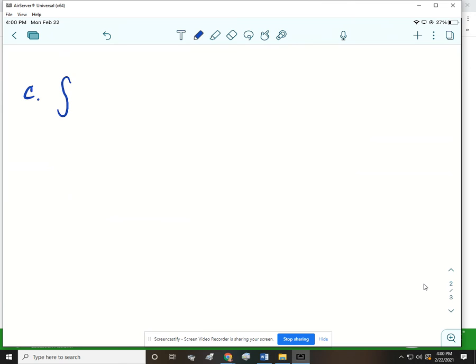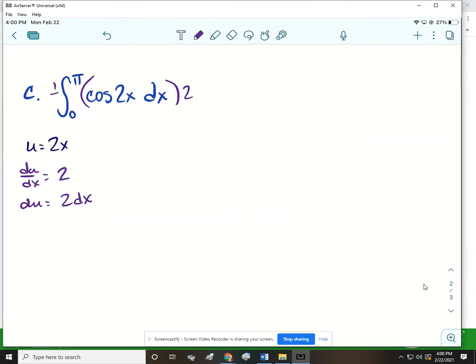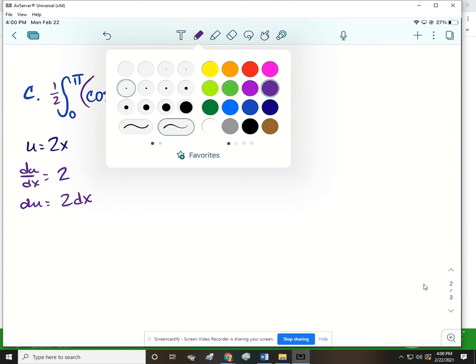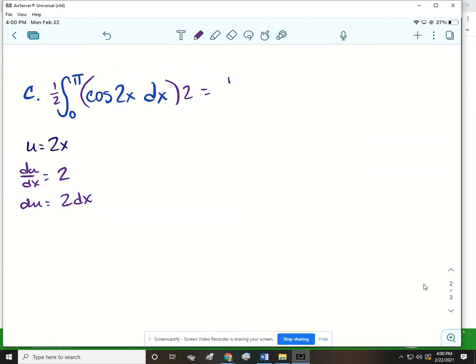For C, we have the integral from 0 to pi of the cosine of 2x dx. All right, so our inner function is 2x. The derivative of that is 2. So du is going to be 2 dx. I don't have the 2, so I'll multiply by it and then counteract that by multiplying by 1/2.